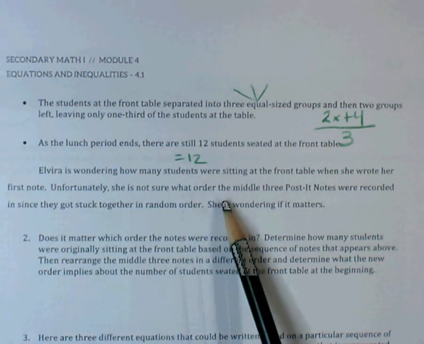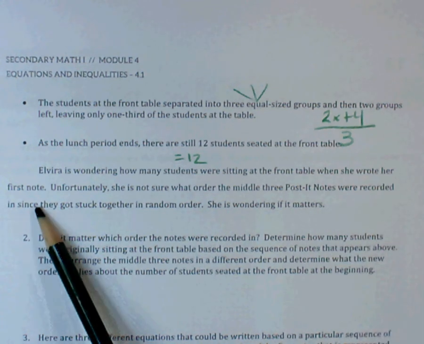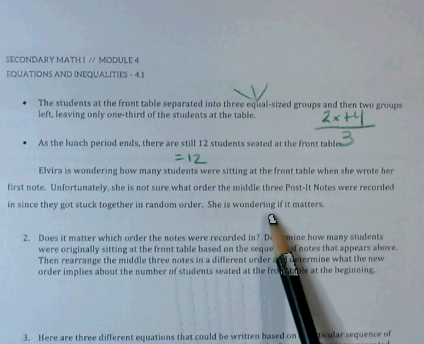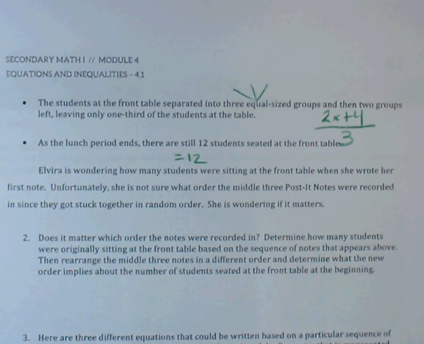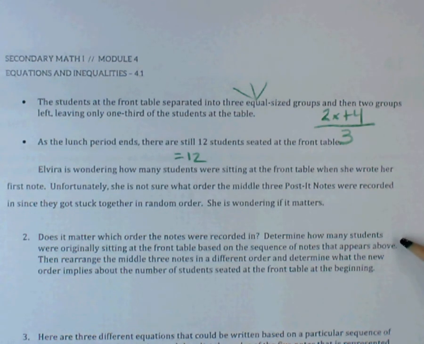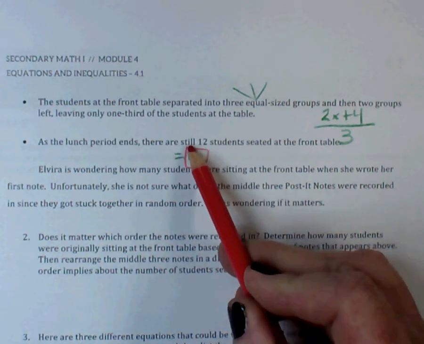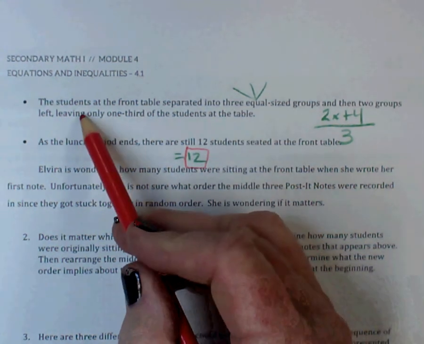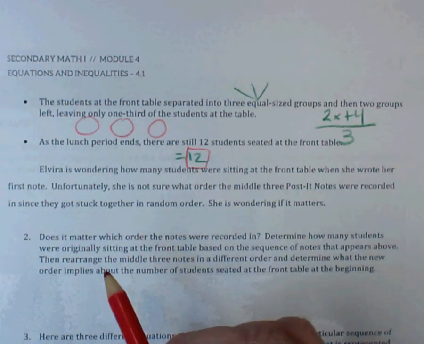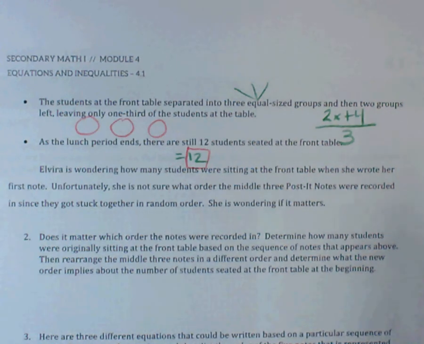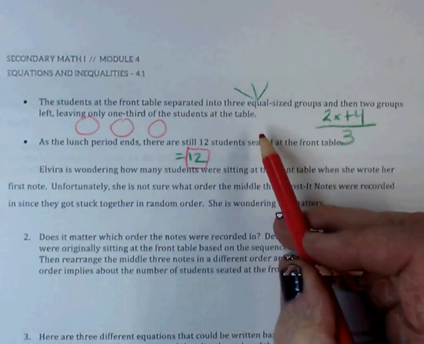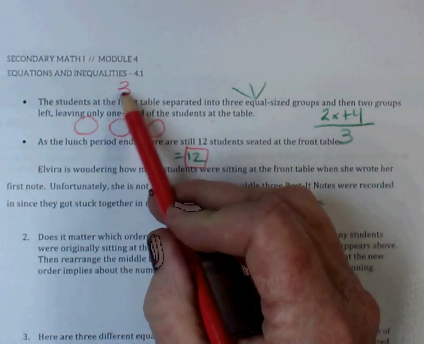Unfortunately, she's not sure what order the middle 3 post-it notes were recorded in, since they got stuck together in random order. She's wondering if it matters. Okay, well, let's just figure out using this order. Let's work backwards and let's figure out what happened here. So at the very end there were 12. We know that. Before that, there were 3 equal-sized groups, and each one had 12. 3 times 12 is 36. So at that point, there were 36 kids before they separated.